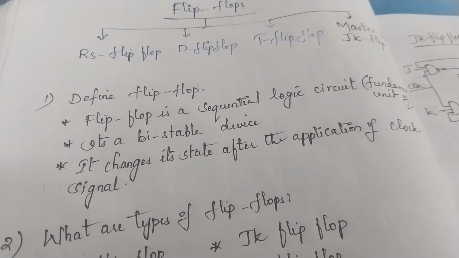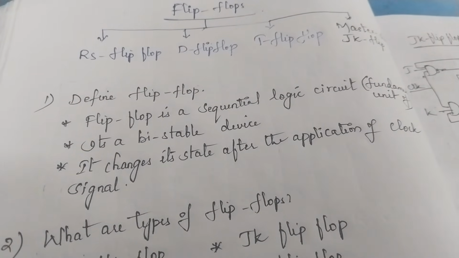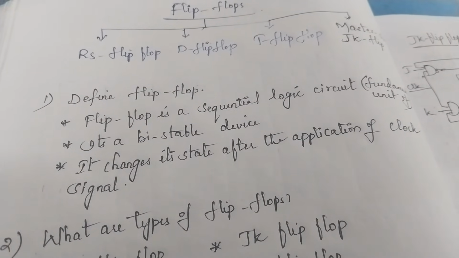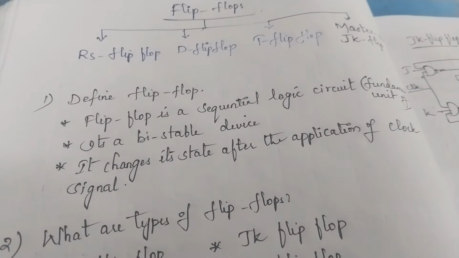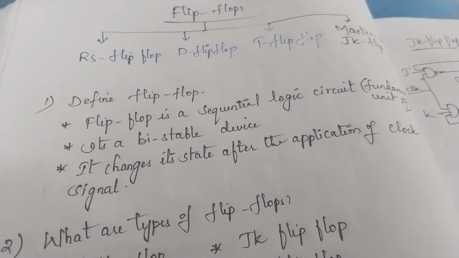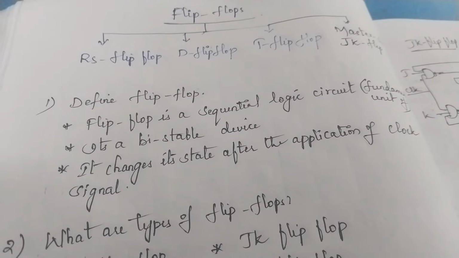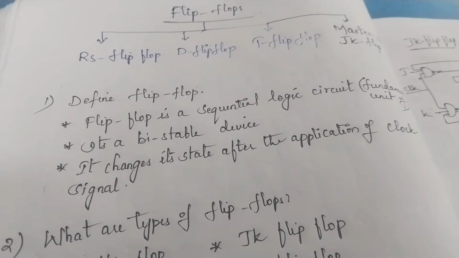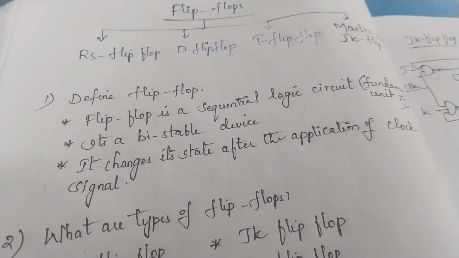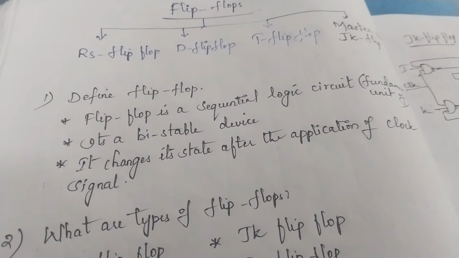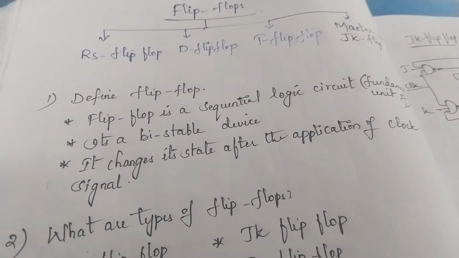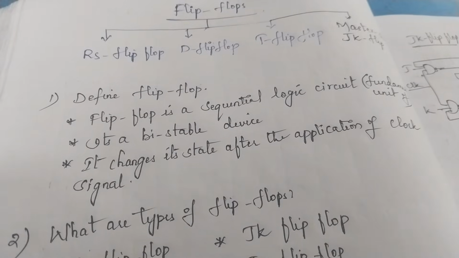Today I am going to discuss the most important questions from the topic flip-flops. This is the fifth unit for diploma students. The subject is digital electronics. This subject is common for ECE, EEE and computer science students. So if you go through these questions, definitely you can score more than 14 marks in your end semester examination.